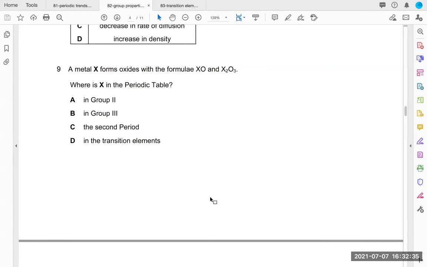A metal X forms oxides with formula XO and X2O3. This is a metal and it's clearly a transition metal because it has two different valencies. XO means it has positive 2 because oxygen is negative 2, so it cancels this out. And X2O3, using the cross multiplication or flip rule, we can say that this is positive 3. All right, where is X in the periodic table? Transition metal, multiple states. Sorry about my dog. She really wants to go out and I'm not letting her.